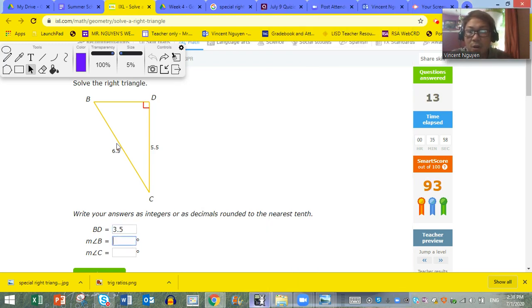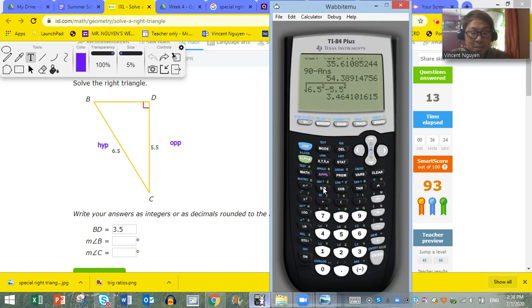For the angle, now notice if I'm looking for angle, let's say B. If I look for B first, then 5.5 is my opposite side, right? And then 6.5, of course, is my hypotenuse. That doesn't change. So the function that does opposite over hypotenuse is a sine function. But I'm looking for the angle, so I'm going to be doing inverse sine. So second sine will give me the inverse, and then opposite over hypotenuse, which is 5.5 divided by 6.5. And then close the parentheses, hit enter.